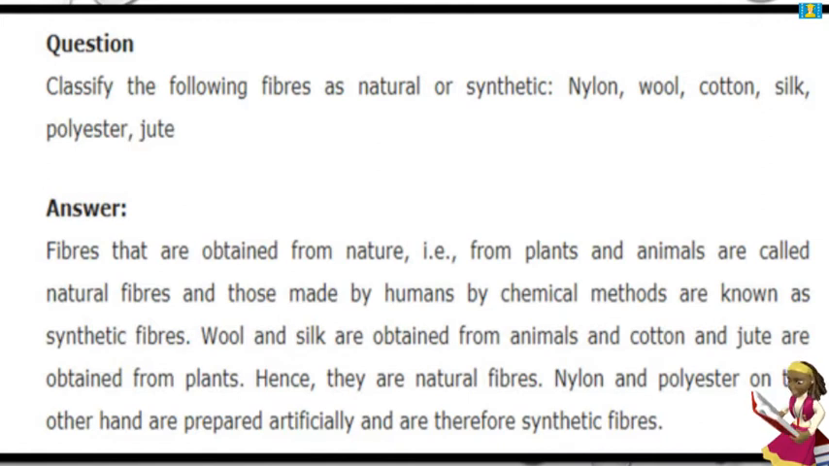that means from plants and animals, are called natural fibers, and those made by humans by chemical methods are known as synthetic fibers. Wool and silk are obtained from animals, and cotton and jute are obtained from plants. Hence, they are natural fibers. Nylon and polyester, on the other hand, are prepared artificially and are therefore synthetic fibers.